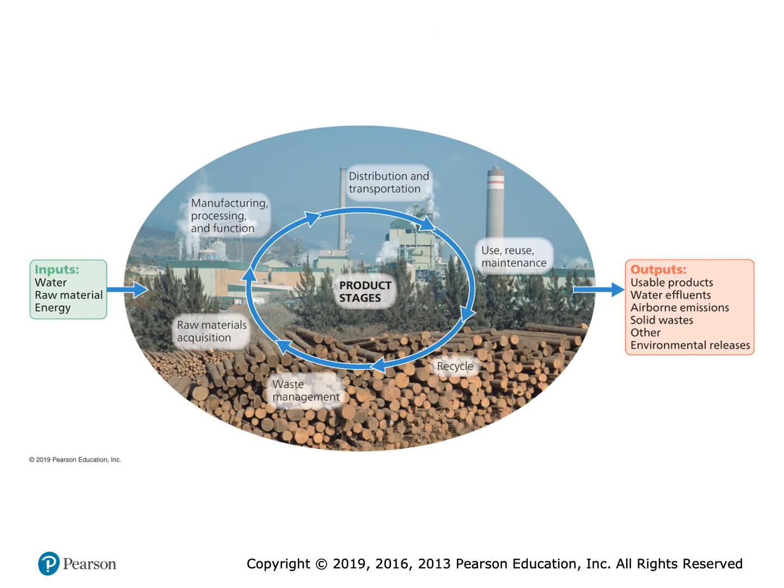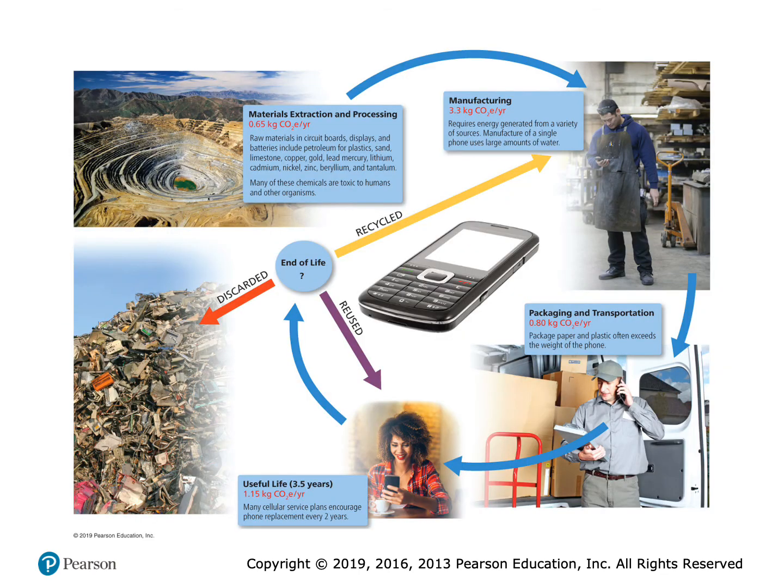The life cycle assessment, the full consequences of the manufacture, use, and disposal of a product, can be understood by a close examination of the inputs and outputs associated with each stage of its life, from what we say the cradle to the grave. So this is a look at the input, what is needed to create a product, the product stages itself, and then any outputs that come out of creating that product. This is showing the complex life.